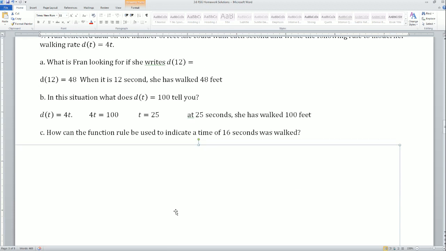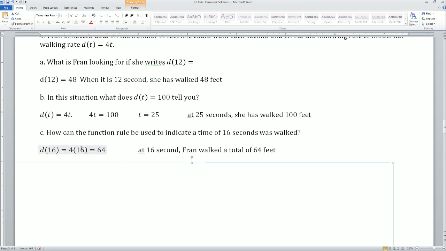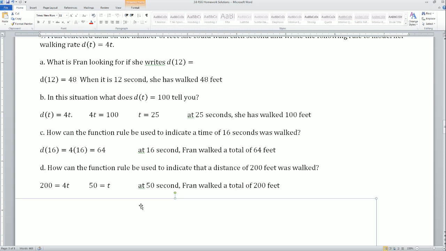How can this function rule be used to indicate a time of 16 seconds was walked? T was 16, so substitute t is equal to 16. Do that multiplication, so it equals 64. So she walked a total of 64 feet at 16 seconds.